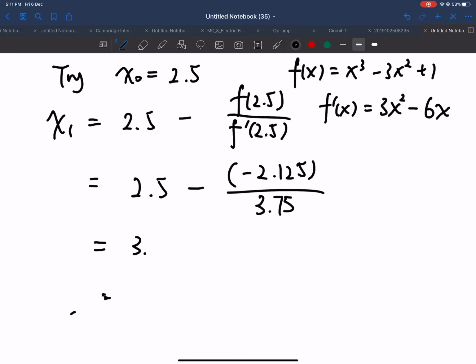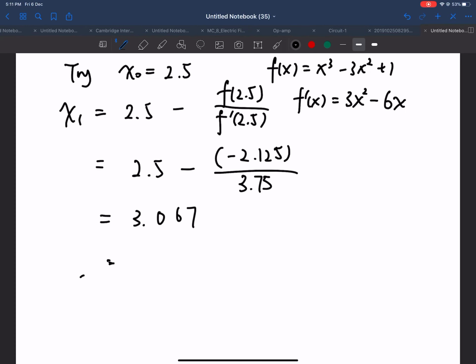So what you find is 3.066. And what's that? The gradient? Then you choose this one. So this is X. This should be quite close to the real thing. But this one you should not choose, because it's outside the range of 2 and 3.